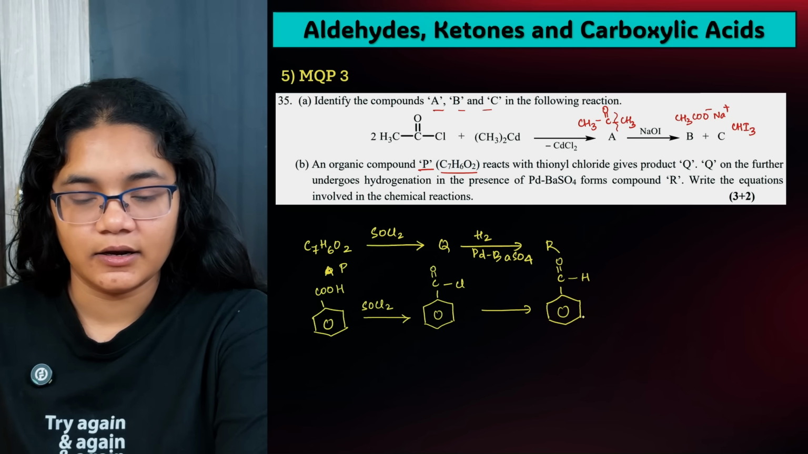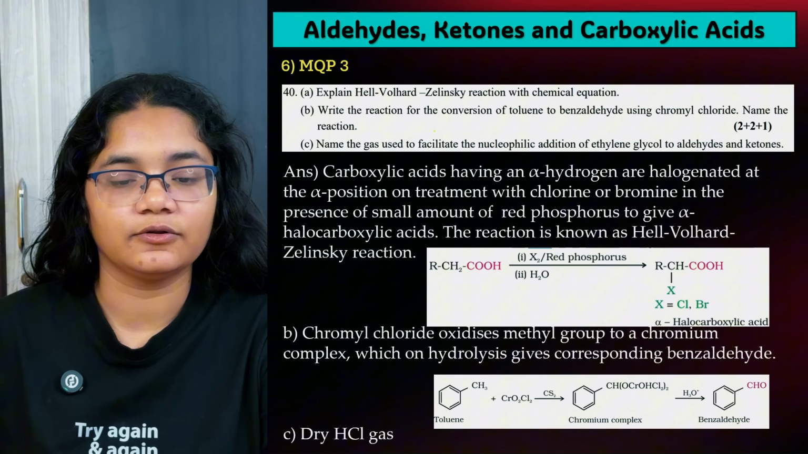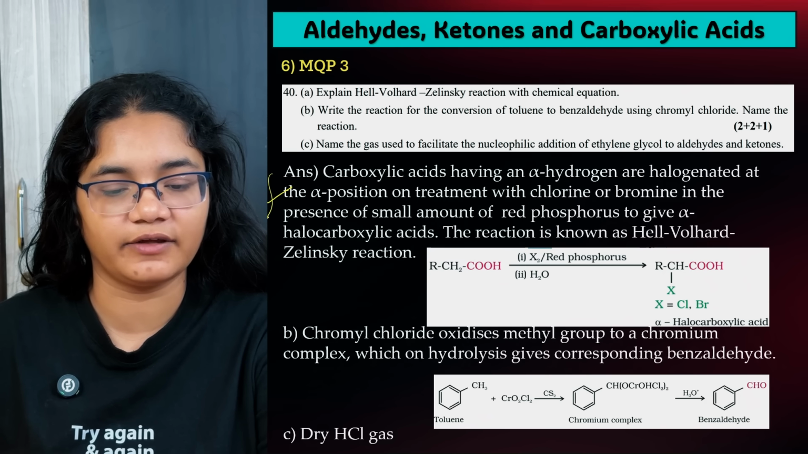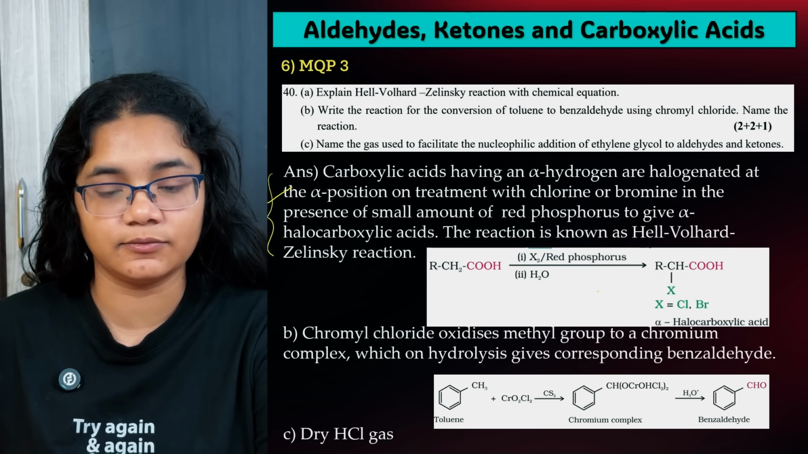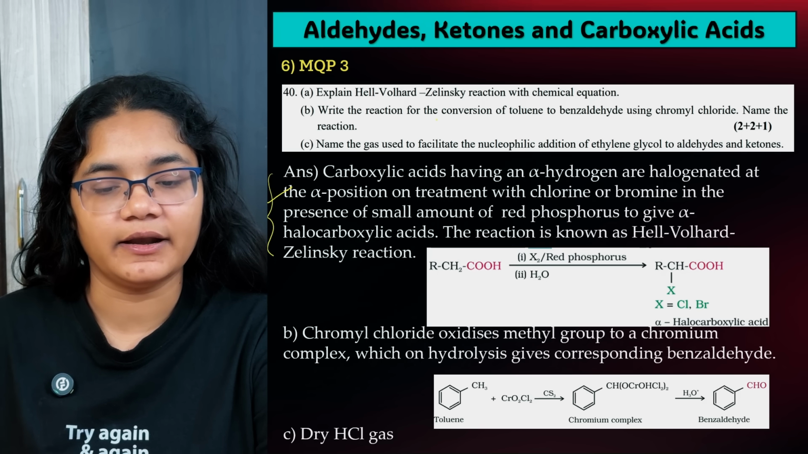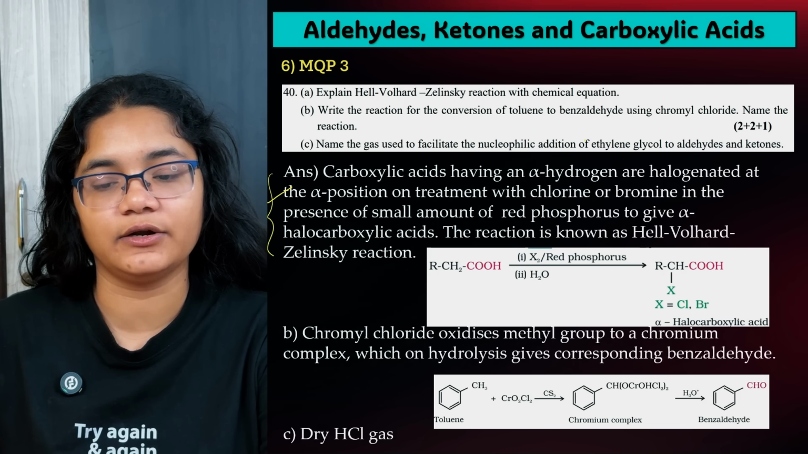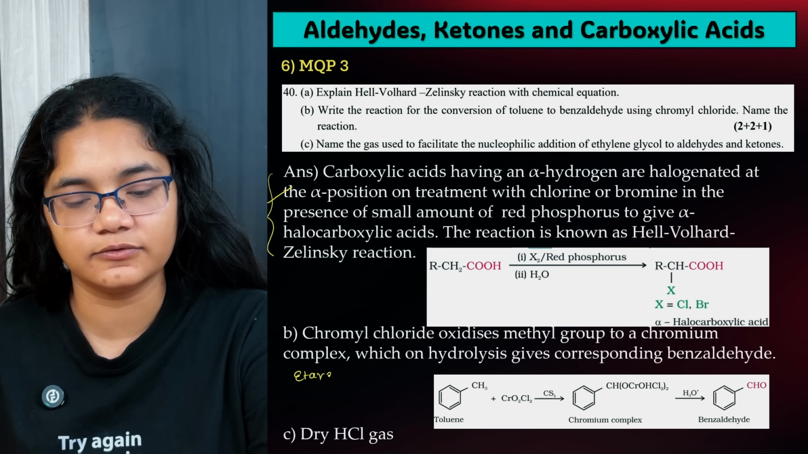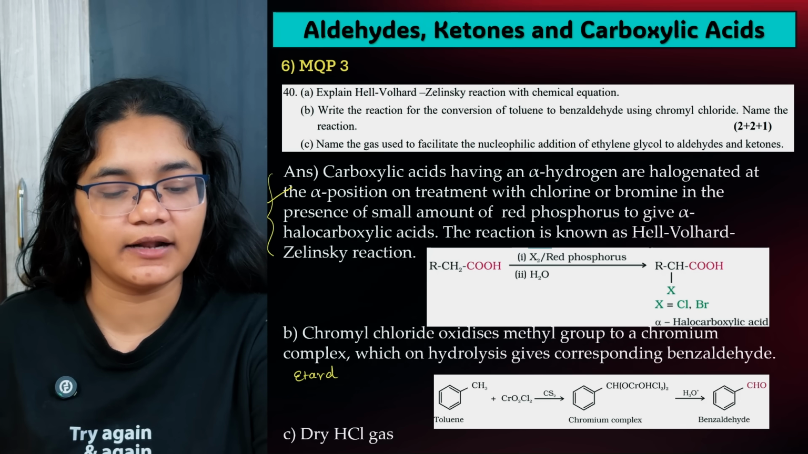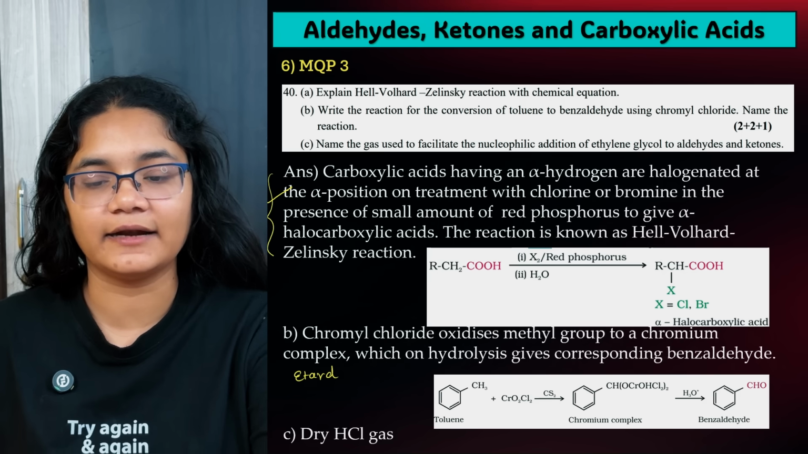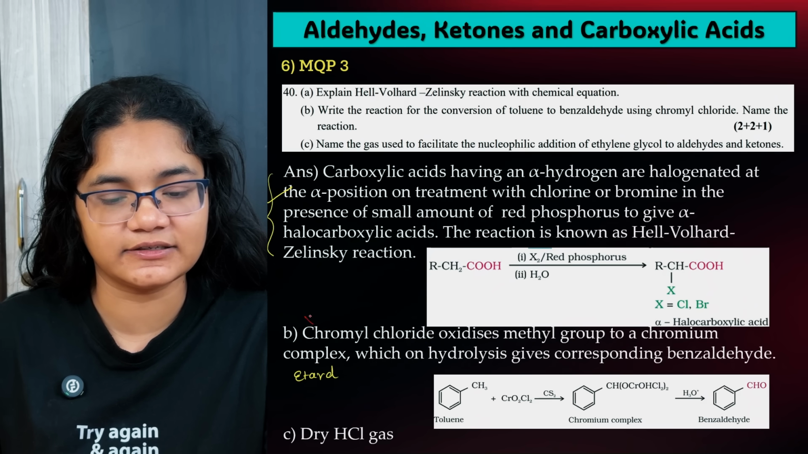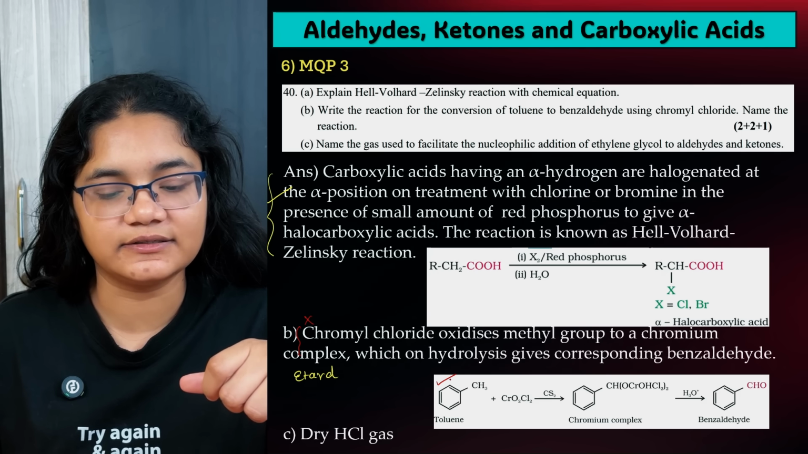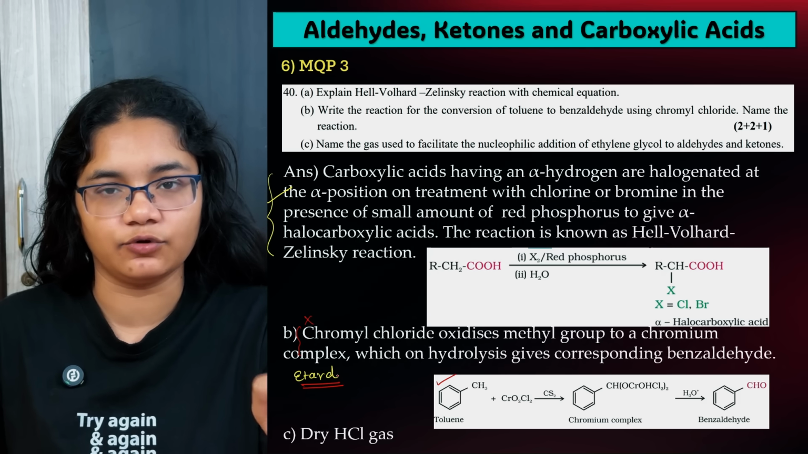Okay, next we'll see model question paper 3, second question. Explain HVZ reaction. So that is the statement of HVZ reaction, and then you have to write the reaction properly. Very important question. Next, write the reaction of conversion of toluene to benzaldehyde using chromyl chloride. So that is your Etard reaction. So name of the reaction is Etard reaction, and the question is asking you to only write the reaction. Okay, so in that case this explanation part is not required, only the reaction will work, and this reaction and the name of the reaction will give you 2 marks.